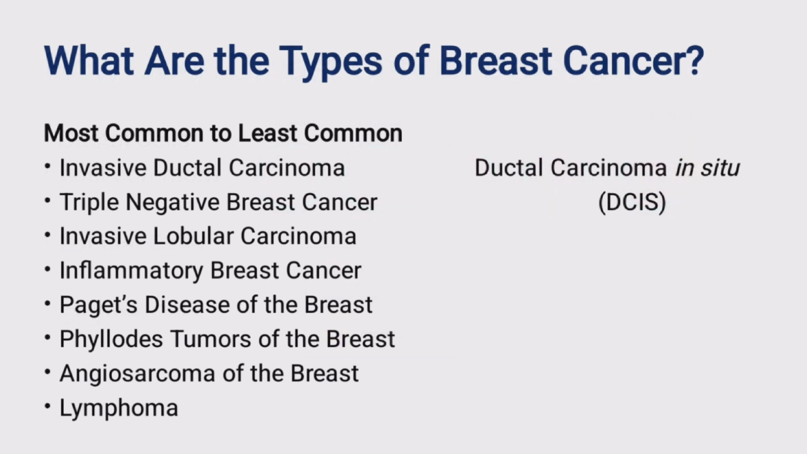There are many ways to classify breast cancer: histological, invasiveness, molecular type, and so on. The most common types are invasive ductal carcinoma, triple negative, invasive lobular, and inflammatory breast cancer. The less common types of breast cancer include Paget's disease, phyllodes tumor, angiosarcoma, and lymphoma.